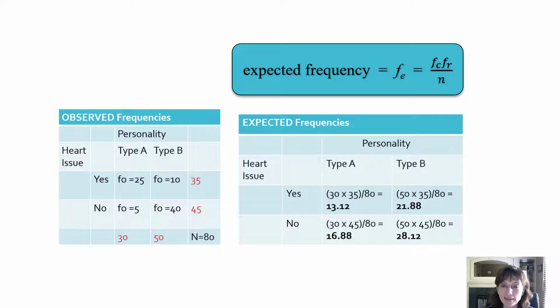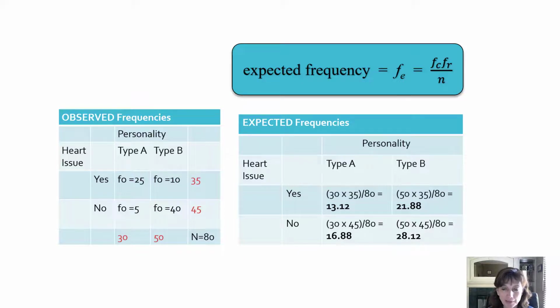And once you know that, it's easy to calculate. So for example, for type A, people who have a heart issue, we're going to take the column total times the row total and divide by n, our sample size. For type A, the column total is 30. For yes, having a heart issue, the row total is 35. If you look at my expected frequencies, at the cell for type A, yes, you'll see 30 times 35 divided by 80 equals 13.12. That's my expected frequency for the cell type A, yes.